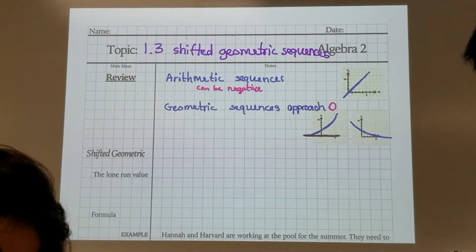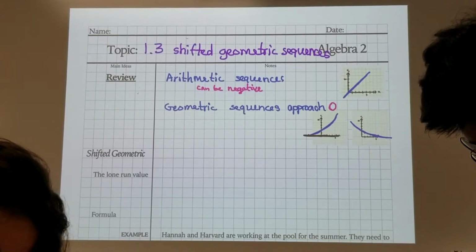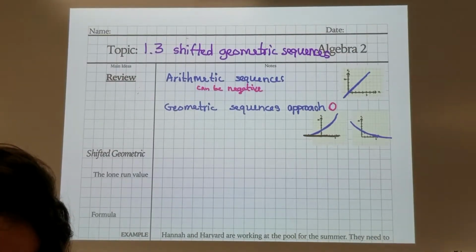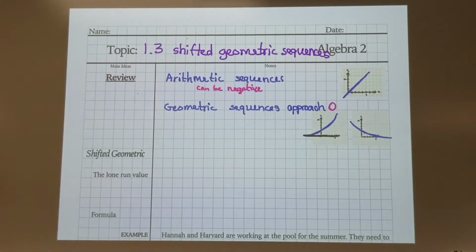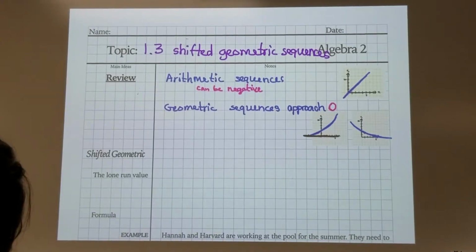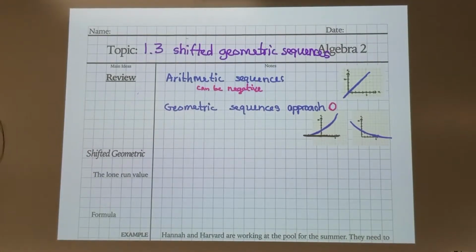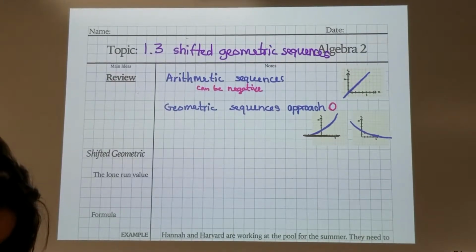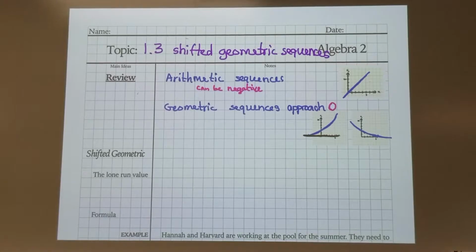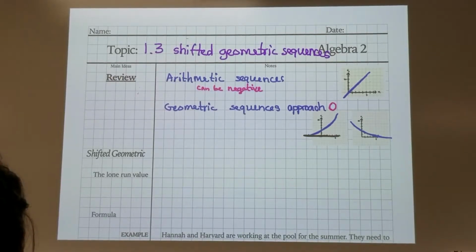Okay? Yes? But how can you have negative values? Usually you can't, because logically you know that things can't be negative. Some things just can't be. This isn't talking about that. This is saying in the graph sense. If you're looking at the graph, arithmetic sequences are lines. Geometric sequences are approaching 0. Okay?